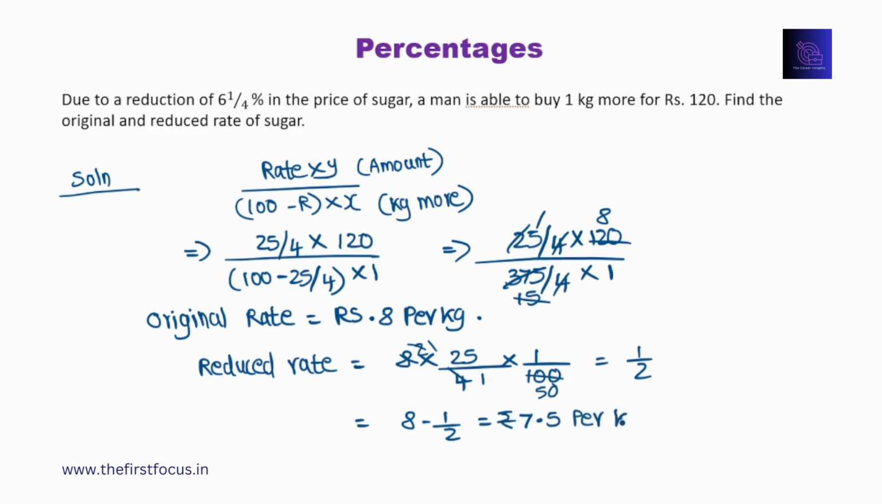So the reduced rate of sugar is 7.5 per kg and the original rate of sugar is rupees 8 per kg. By using this formula we can easily solve these types of sums and can save time in our exam.